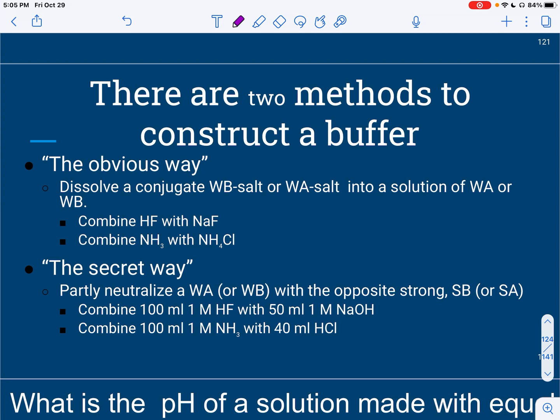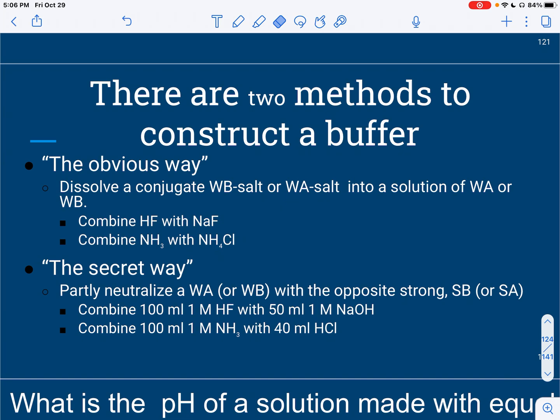The obvious way is to take a weak acid and add its conjugate base as a salt, with a spectator attached to it. So you could combine HF, a weak acid, with NaF, because then you have the weak acid and its conjugate base, F minus, and the spectator just kind of hangs out there. Or you can take your weak base and add the conjugate acid with a spectator. Okay, so that's an easy way to make the buffer, the obvious way.